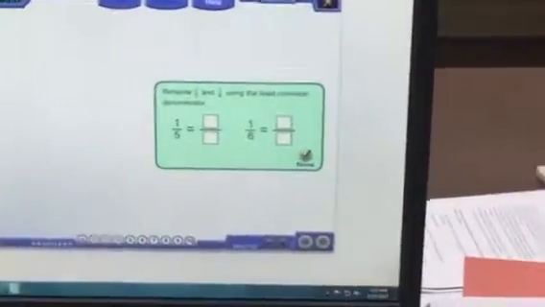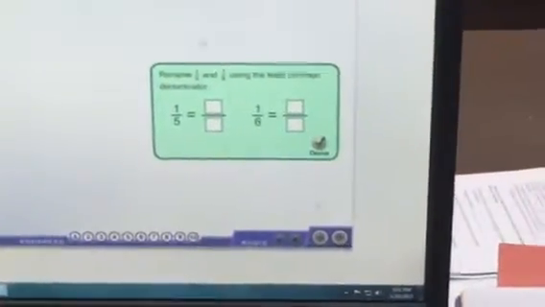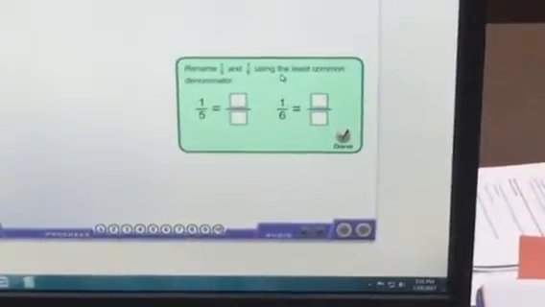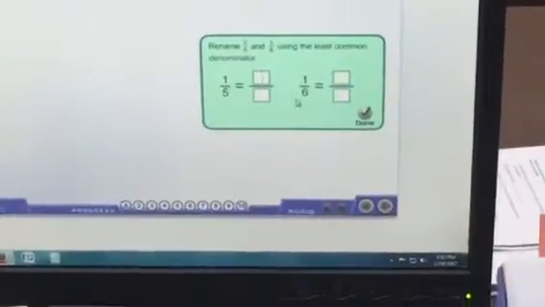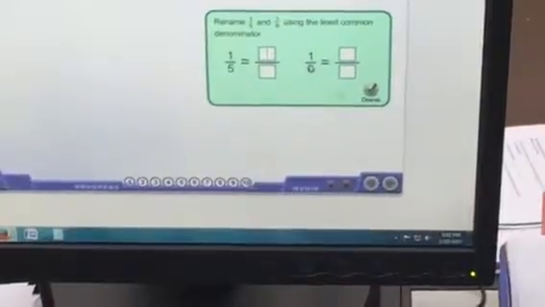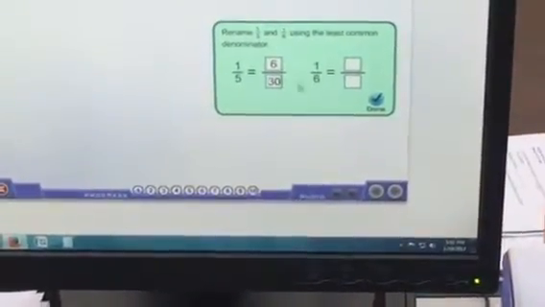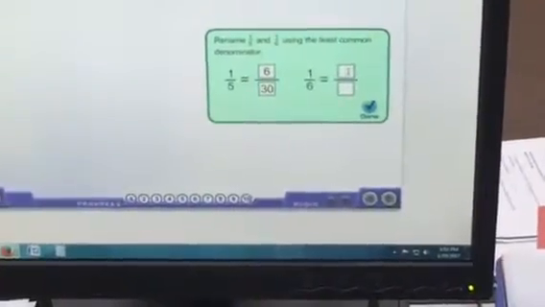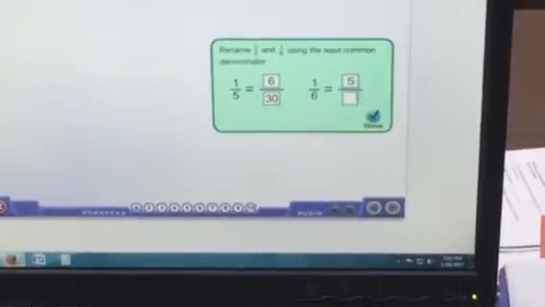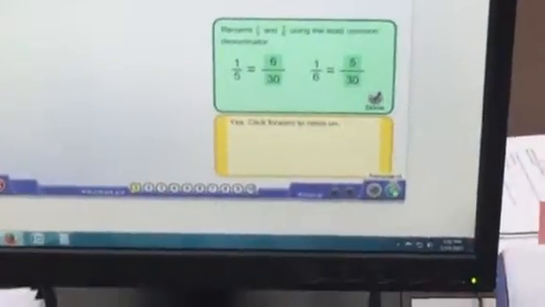So let's go ahead and do those. 1/5 equals 6 over 30, and 1/6 equals 5 over 30. Am I doing this right? Yeah, let's find out. There you go. Okay, now let's move forward.